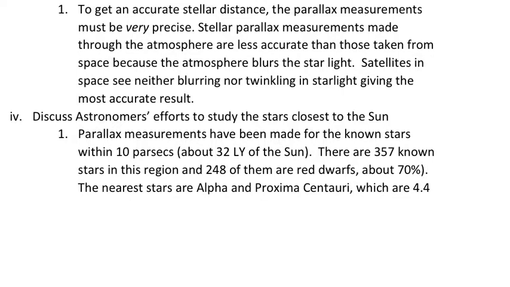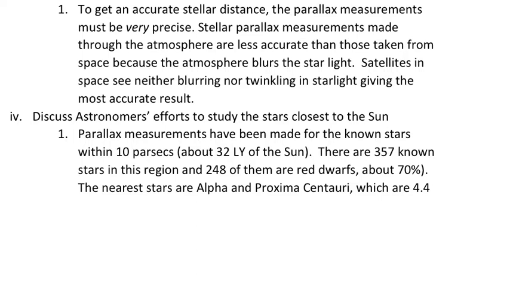Discuss astronomers' efforts to study the stars closest to the sun. Parallax measurements have been made for the stars within about 10 parsecs, which is about 32 light years. There are 357 known stars in this region. Keep in mind that they could still find some more, which tells you how dim they are. They're hard to find because some of them are very dim.